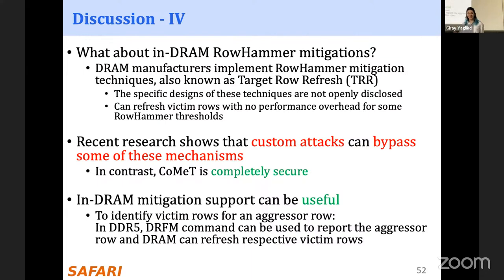Okay. One thing is to identify victim rows for an aggressor row. This is very useful because right now we rely on reverse engineering the locations of DRAM rows, since this information is not public. We assume that we know which rows are victims of one aggressor row. But in DDR5 we have a DRFM command, which can be used to report the aggressor to the device for it to refresh the victims automatically, right? This could be very useful for mitigations in the memory controller, where you don't know which DRAM rows are neighboring which. So this could be one useful thing coming from the DRAM device side.